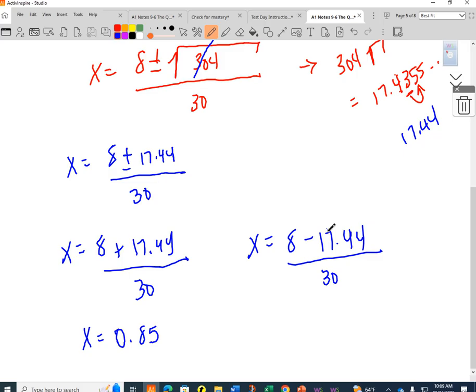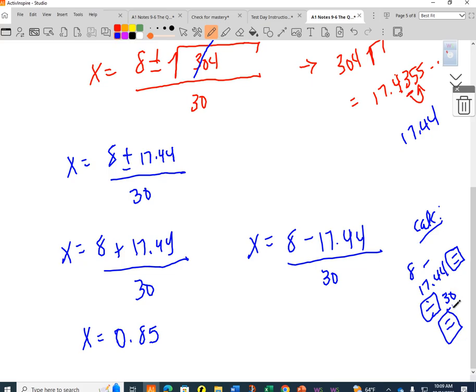Let's try again. I'll tell you exactly what to type in on the calculator. Some of you have it right, and a few of you I saw didn't. It's going to be 8 minus 17.44. Don't forget to hit the equals button. Then the divided by button, 30, and the equals button again.